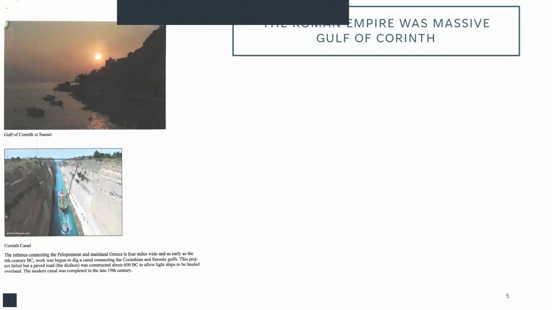The Roman Empire was massive. If you see this, it is finished off now, and there's actually a 4-mile canal there. Isn't that a pretty sight of Corinth? The area of study will be this area of the Gulf.